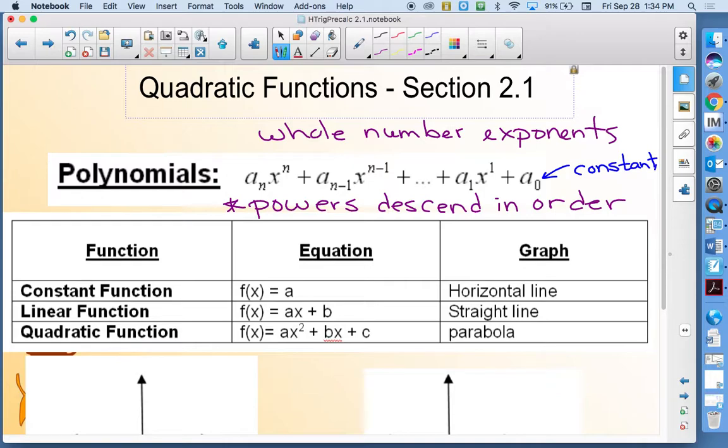They will not be mixed up. If they are, you need to fix them so that they're in descending order. And it will make a difference once we start dividing. So polynomial, powers descend in order. For it to be a polynomial, the power has to be a whole number. And those are like the curves. So we'll be graphing those curves again.